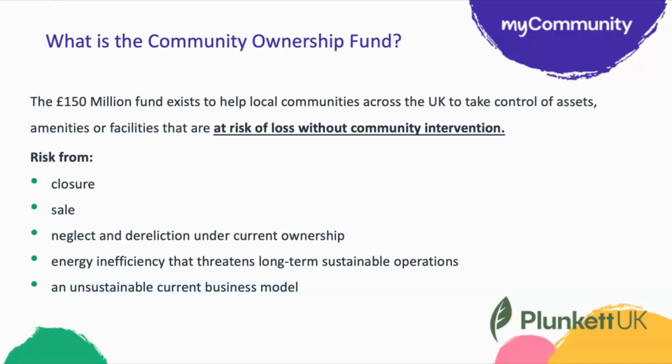So the Department of Levelling Up Housing and Communities define a risk as being risk from closure, a risk of being sold, a risk of neglect and dereliction under current ownership, a risk of energy inefficiency that threatens long-term sustainable operations. It's a bit of a mouthful. This is something they introduced in round 3. We're about to go into round 4, so this is a fairly new risk that they've identified. And finally, a risk of being an unsustainable current business model.